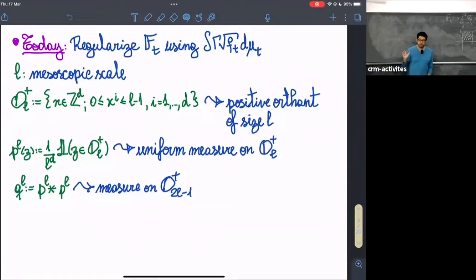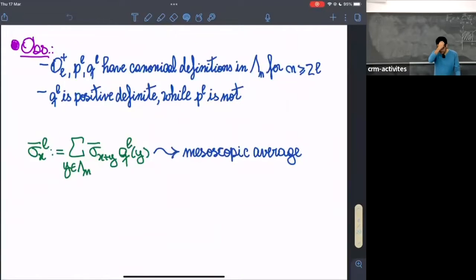In order to make averages, just because it's going to be more convenient and has better properties. One observation is that all these objects have canonical definitions in lambda n. Actually, the particle system we're looking at lives on the lattice with periodic boundary conditions. And if n is much bigger than L, then all these objects just have one canonical definition in lambda L that goes well with the canonical projection.